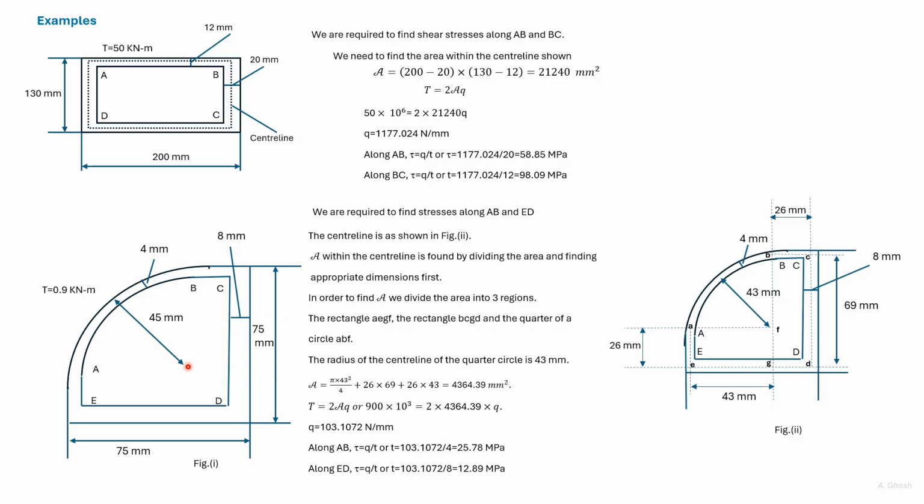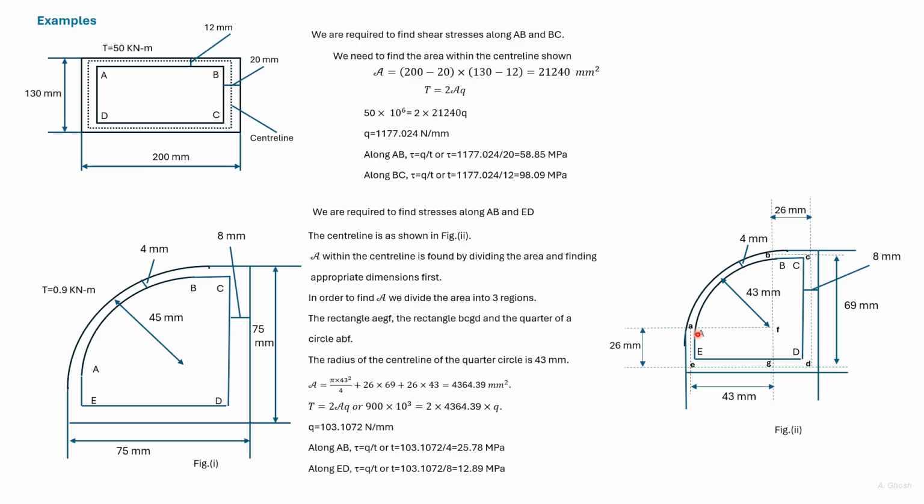Now the radius of this quarter of a circle to the outer is 45 millimeter. So the distance from the center line would be 43 millimeter. This distance is 75 millimeter. Take 2 millimeter on this side and take 4 millimeter on the bottom side. Then the distance of the center line would be 69 millimeter. If this distance is 69 millimeter, then the distance ED will also be 69 millimeter.